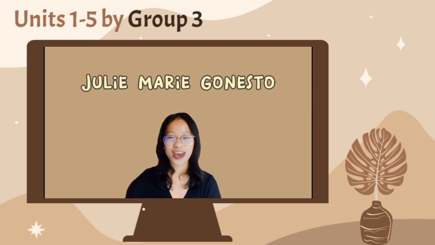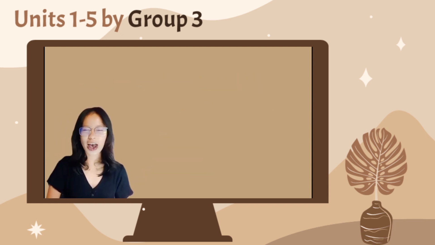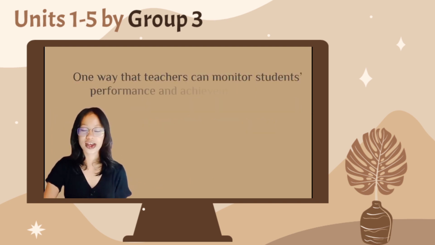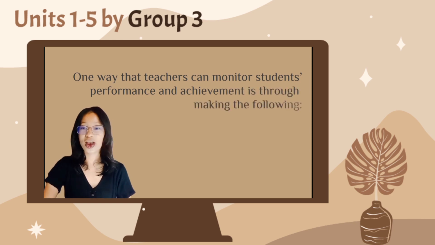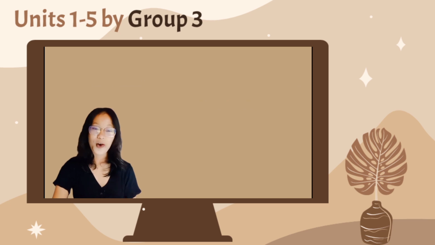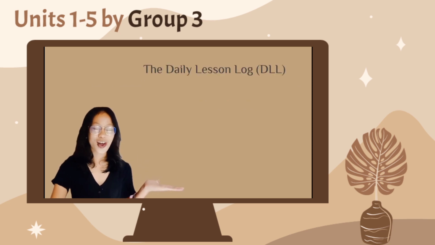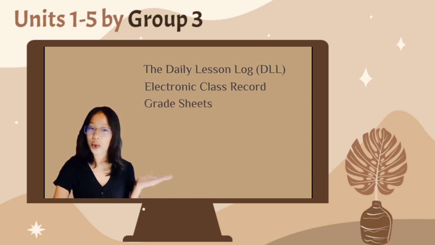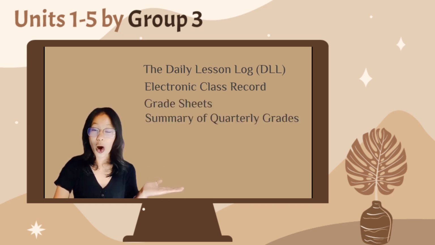Assessment of one's teaching practice. And now let us talk about reflective practice using learners' test scores. So one way the teachers can monitor students' performance and achievement is through making the following. First, the daily lesson log. Second, the electronic class records, grade sheet, summary of quarterly grades, and progress chart.